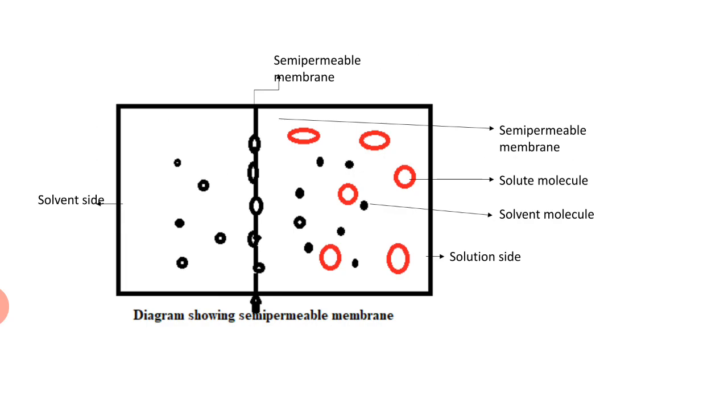Now if we see, we get a clear idea about the semi-permeable membrane. That is, by definition, it allows only the solvent molecules to pass and does not pass the solute molecules. As shown in the diagram, it has only a small pore size which can allow only the small solvent molecules and not the big solute molecules.